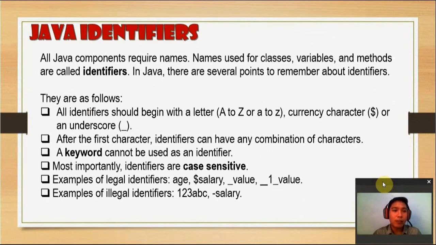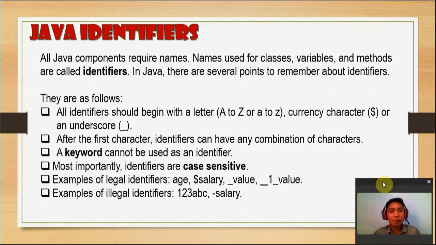All Java components require names. Names used for classes, variables, and methods are called identifiers. In Java, there are several points to remember about identifiers. They are as follows. All identifiers in Java should begin with a letter, in uppercase from A to Z or lowercase from a to z, a currency character, for example the $ sign, or an underscore. After the first character, an identifier can have any combination of characters.